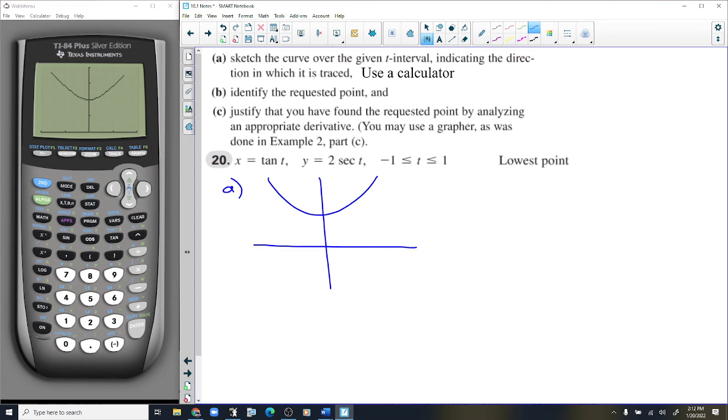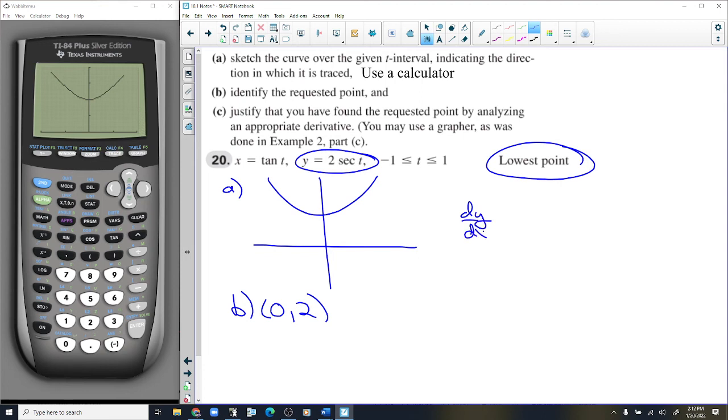The lowest point seems to be 0, 2, and as a matter of fact, that's what it is. I can just look at that and know probably what it is. It could be 0, 1.9, but it's not. It's a nice value, by the way. Lowest point is minimizing the y. So dy/dt is equal to 2 secant tangent. But we've got to set that equal to 0.